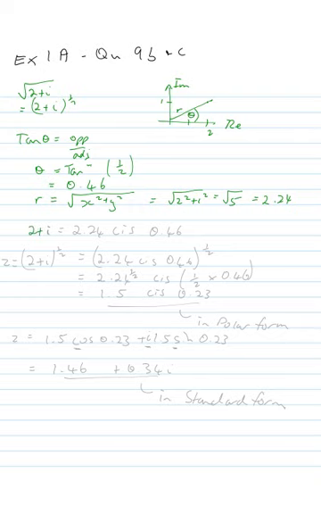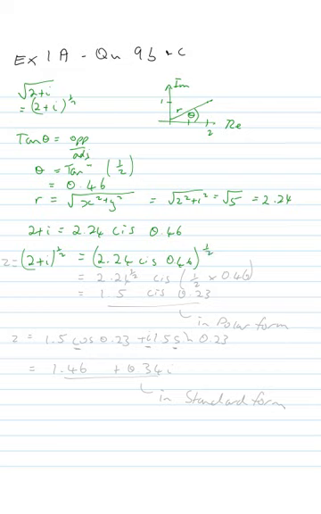So now I can say that 2 plus i is equal to 2.24 cis 0.46. So that part's in polar form. Now, because we've actually got to find the square root of 2 plus i, we can say that (2 plus i) to the 1/2 is equal to (2.24 cis 0.46) to the 1/2.